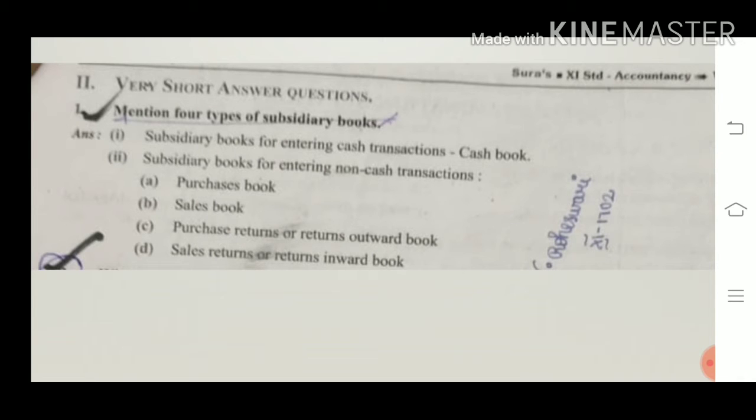First one, subsidiary books for entering cash transactions, that is the cash book. Then second, subsidiary books for entering non-cash transactions: purchase book, sales book, purchase return or returns outward book, then sales return book. There are 4 types of subsidiary book you have to be prepared. One is purchase book, second sales book, third purchase return, otherwise known as return outward book. Then finally sales return book or return inward book.